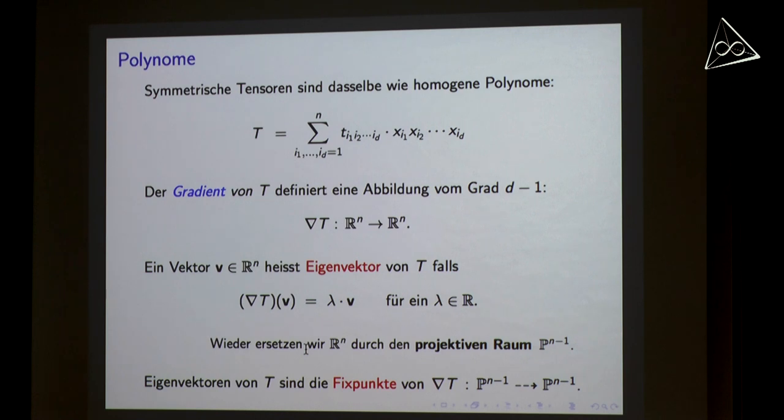Now, once we have represented our symmetric tensor as a polynomial, we're ready to do the same thing we just did. Namely, we can take the gradient map. The gradient of t is a vector of length n, the ith coordinate of which is the partial derivative of t with respect to xi. If t has degree d, then the partial derivative has degree d minus 1. So the gradient of t is a vector of n polynomials, each homogeneous of degree d minus 1. This gradient vector defines a map from R^n to R^n just by plugging in. I'm going to say a vector v is an eigenvector of t if it's fixed up to a scalar. So if the gradient map takes a vector v and, up to a multiplicative constant, maps it to itself.